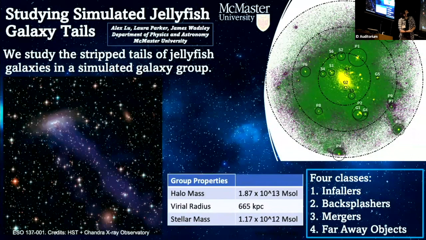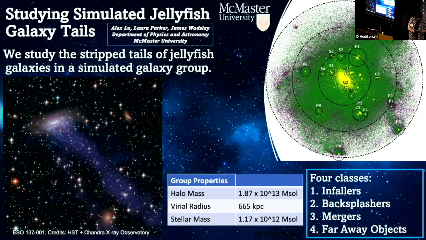Today I'll be talking about a study of jellyfish galaxy tails in a simulated galaxy group. As a reminder, jellyfish galaxies are galaxies that exhibit long gaseous tails, which you can see in this image over here. They're generally found in really dense environments, such as clusters and groups.